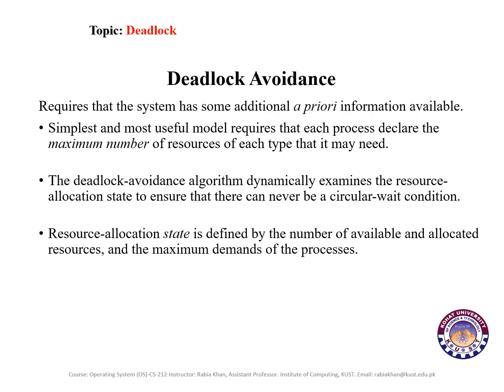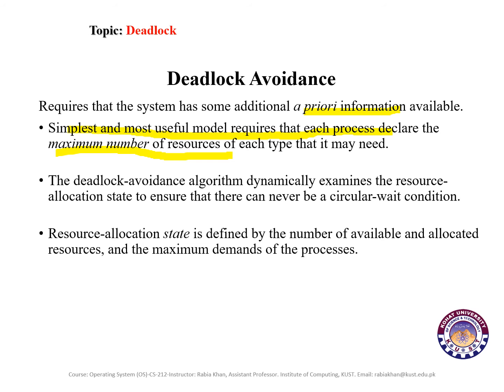The next mechanism or the next method for handling deadlock is deadlock avoidance. Deadlock avoidance requires some information in advance, and the information is that every process declares its maximum demand of resources right from the start of its execution. So, the operating system requires some information in advance. What is the information? That every process must declare its maximum demand of resources before it starts execution.